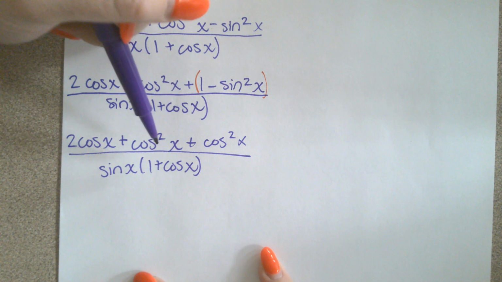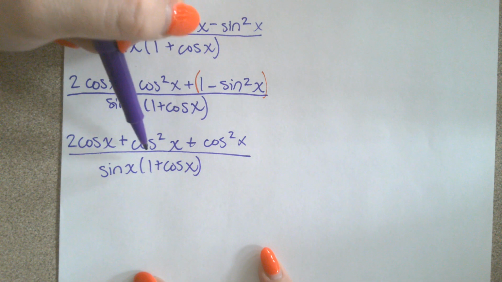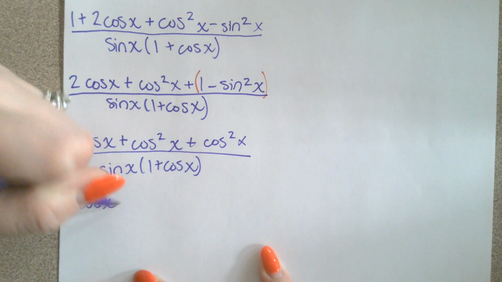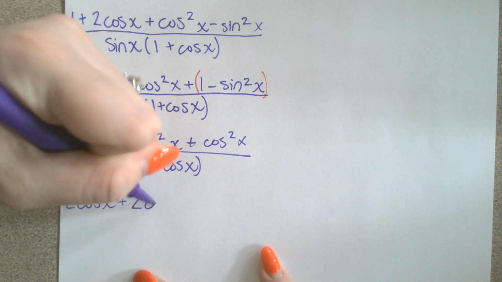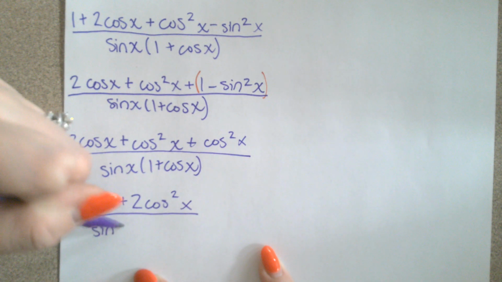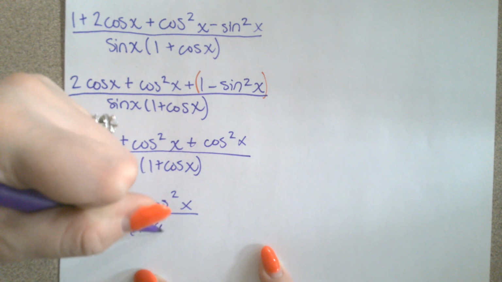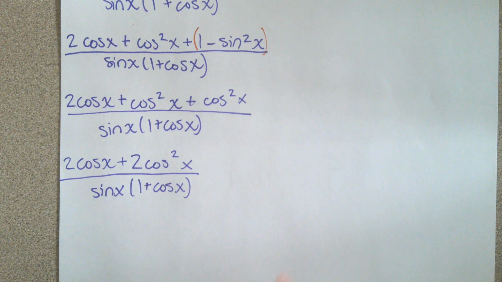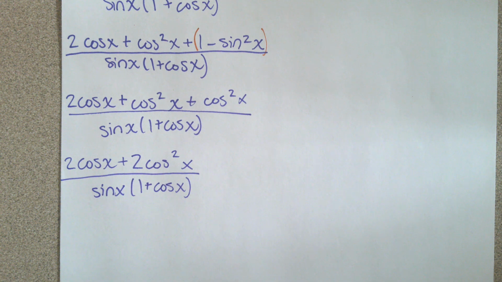We can combine like terms. I've got 2 of these cosine squared, so when I add them together, I get 2 cosine of x plus 2 cosine squared x over my denominator. Now, unfortunately, on this problem, if GCF did not jive with you on the number 2, you have to pull out a GCF on this problem. I do not believe there's a way around it.